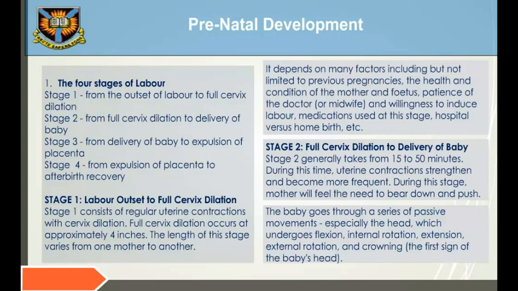Stage 1. Labor outset to full cervix dilation. Stage 1 consists of regular uterine contractions with cervix dilation. Full cervix dilation occurs at approximately 4 inches. The length of this stage varies from one mother to another.